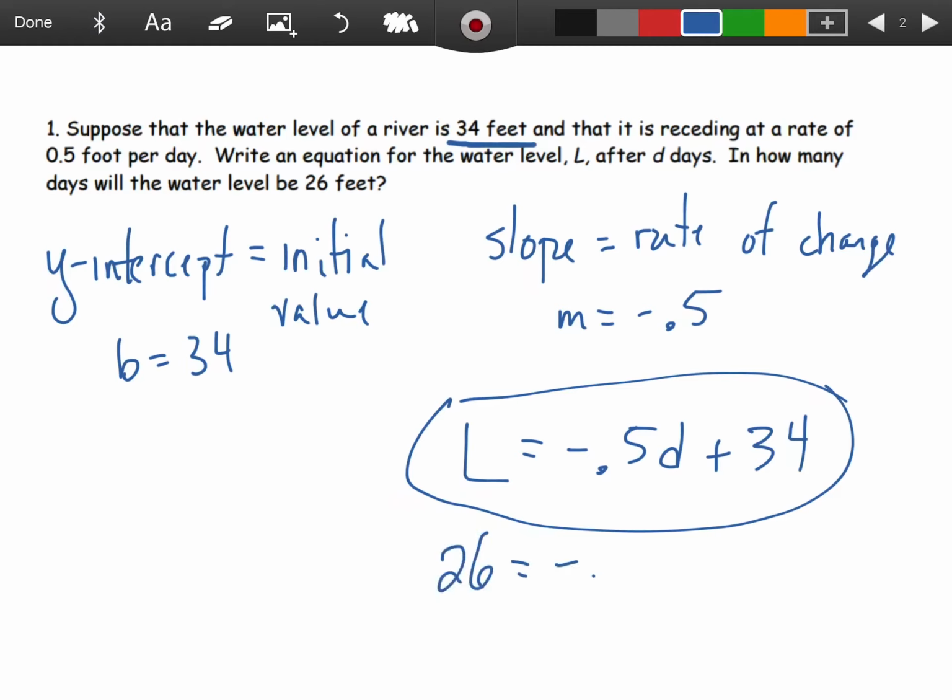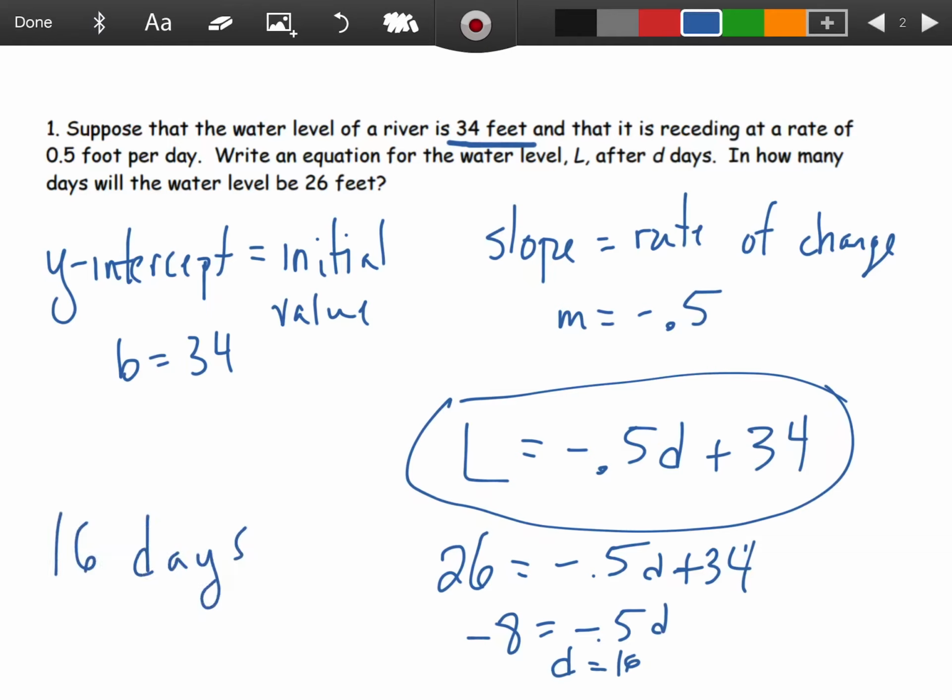So 26 equals negative 0.5D plus 34. I'll subtract 34. I get negative 8 equals negative 0.5D. Okay, here, if I'm dividing by negative 1/2, that's the same as multiplying by negative 2. So I divide by negative 1/2, and I get D equals 16. So my answer is after 16 days. Okay, after 16 days, the water level will be 26 feet.